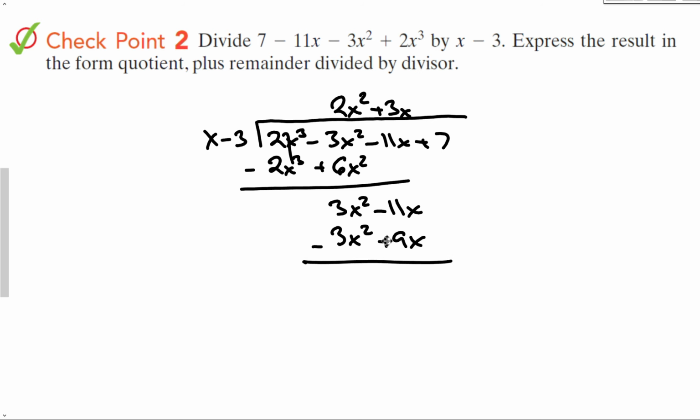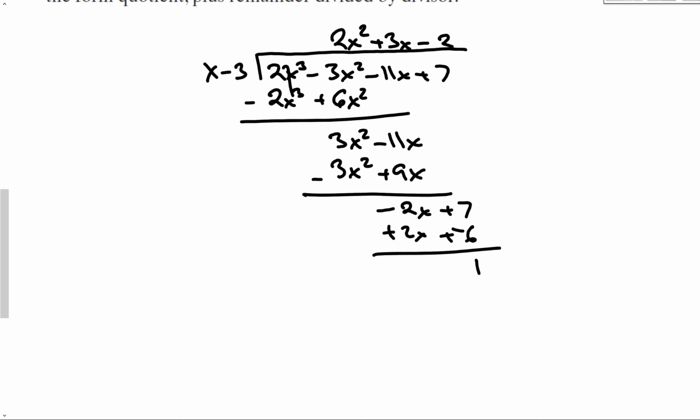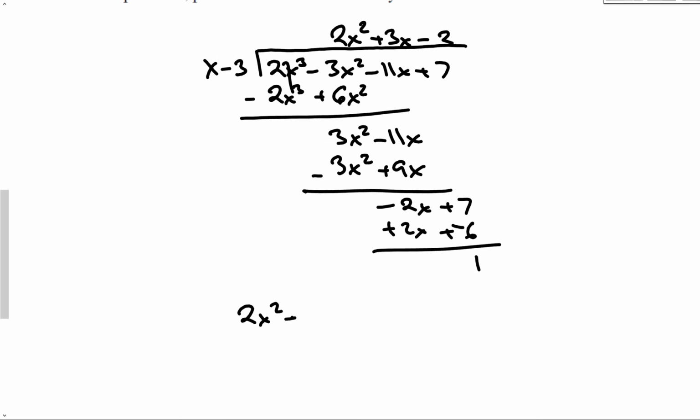Subtract gives me a negative 2x. Bring down the 7. Divide, minus 2, minus 2x plus 6. And subtract, change both signs, and we get 1 left over. So my answer becomes 2x squared plus 3x minus 2 plus 1 over x minus 3. That's my remainder. That's what's left over, and 1 is no longer divisible by x minus 3.